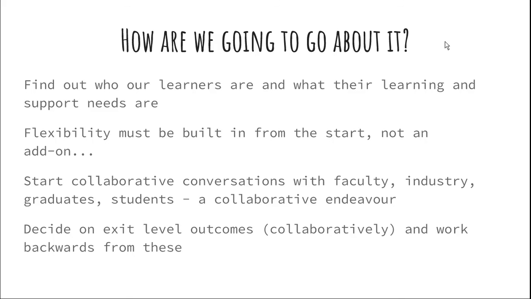And then once we know who our students are, we start deciding on the exit level outcomes collaboratively and work backwards from these. The reason I've put those in is because I've been working on some of the program accreditation with Marianne, and I can see that there's often a disjuncture between the exit level outcomes and perhaps the rest of the program, that it hasn't been thought through coherently and cohesively, which these level 8 qualifications are going to have to be. They're going to have to. And then we take small steps towards fully flexible programs.